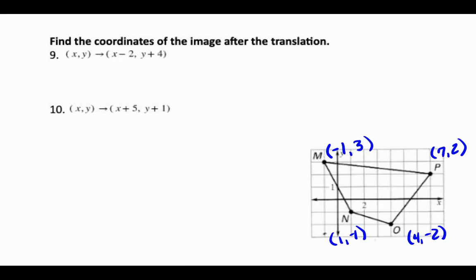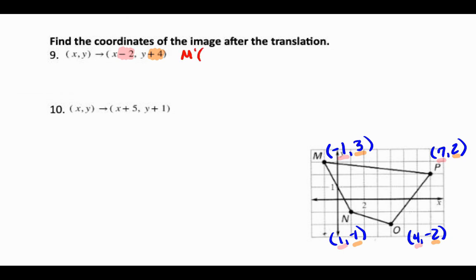In the last set of problems, we have coordinate notation. We're using the same graph for both of them, so we have located the coordinates of each point on our pre-image, and now all we need to do is for every point do the calculation. So for problem 9, every x value we're going to subtract 2, and every y value we're going to add 4. So you should be able to do some mental math calculations.